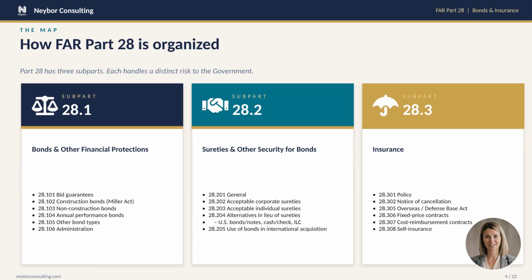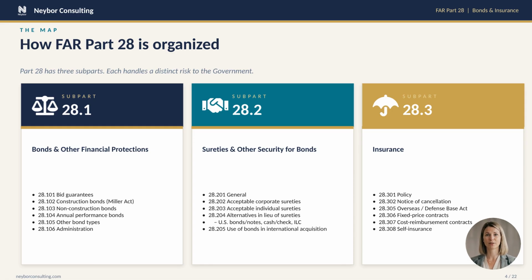Before we dive into the details, let's get oriented. Part 28 has exactly 3 subparts, and each one solves a different problem for the government. Subpart 28.1 on the left is about bonds. A bond is a 3-party guarantee: you, your surety, and the government. If you default, the surety pays. This subpart tells the contracting officer when to require a bid bond, when to require performance and payment bonds, and how the alternative payment protection regime works for mid-tier construction.